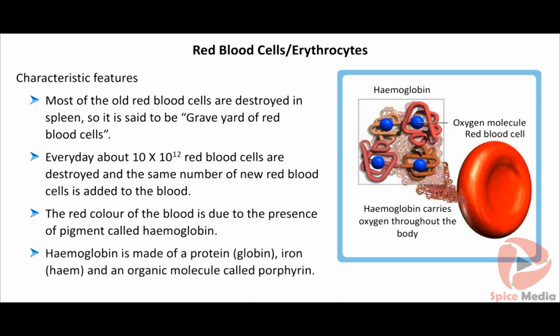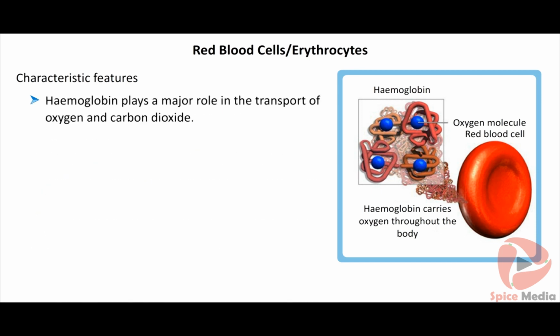Hemoglobin is made of a protein called globin, an iron-containing group called heme, and an organic molecule called porphyrin. It plays a major role in the transport of oxygen and carbon dioxide.